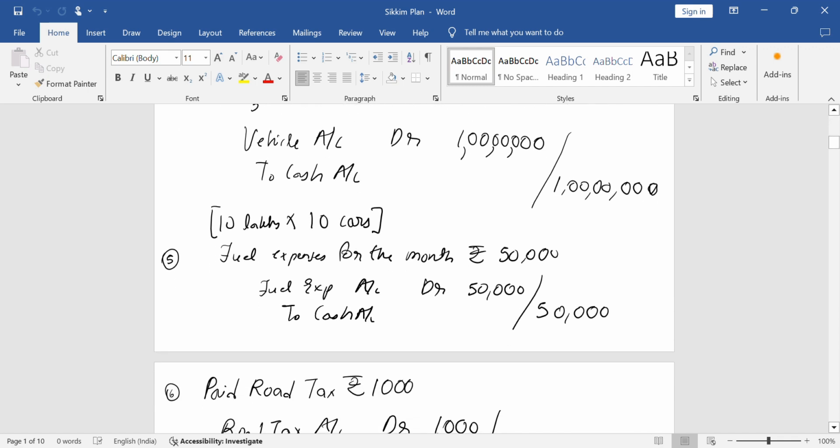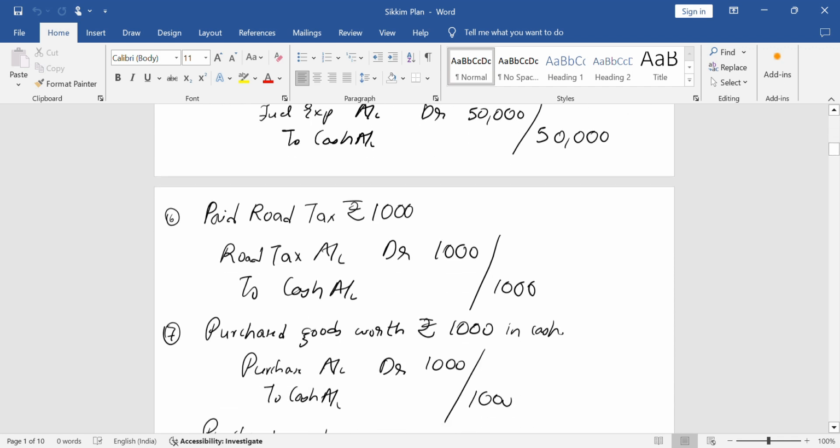Then we have fuel expenses. As I have bought the vehicles, now we need fuel to run it, right? So fuel expenses for the month were around rupees 50,000. So fuel expenses account debit to cash account. In the past video, I have shown you that if there is an increase in expenses, then we have to debit it. So as expense is increasing here, I have debited it. Whereas cash is an asset, it is reducing. So I have credited it.